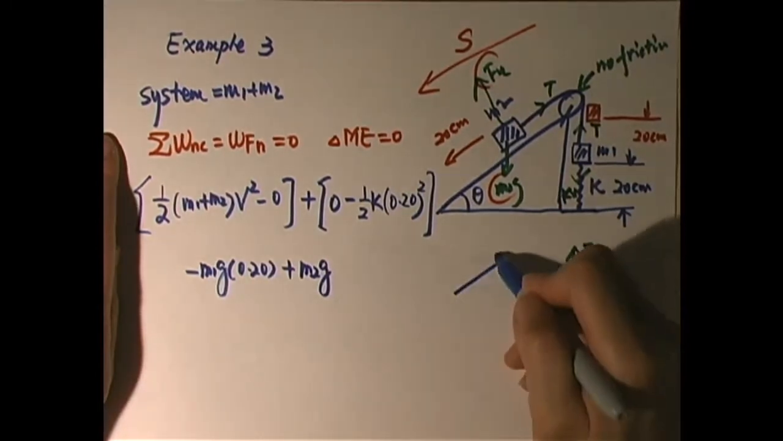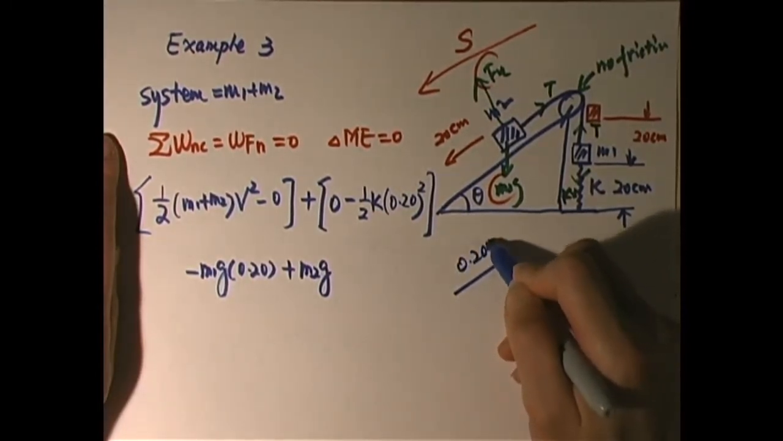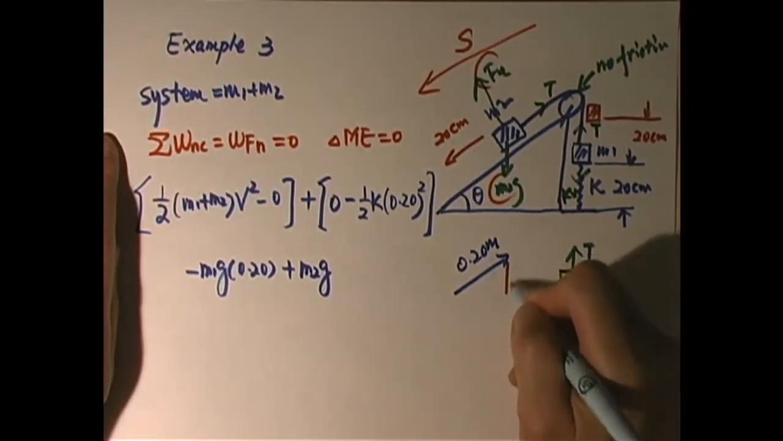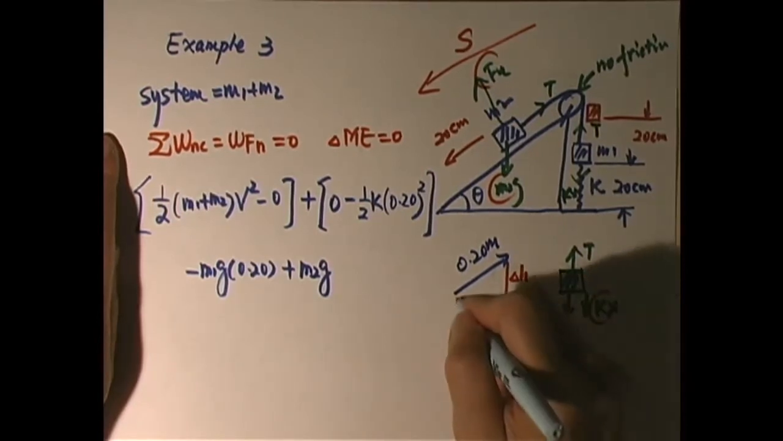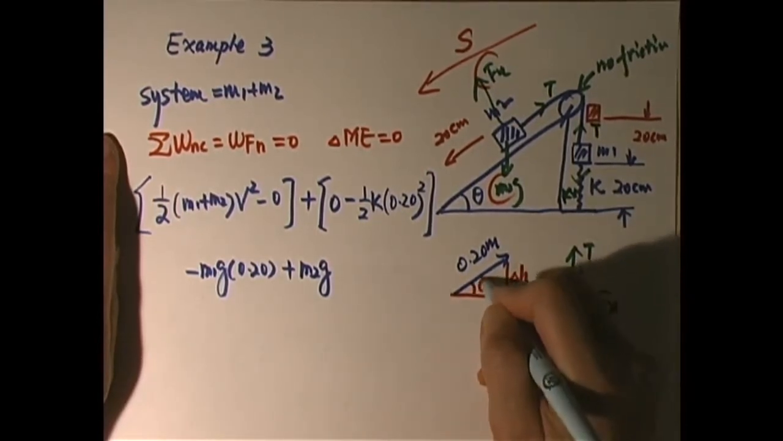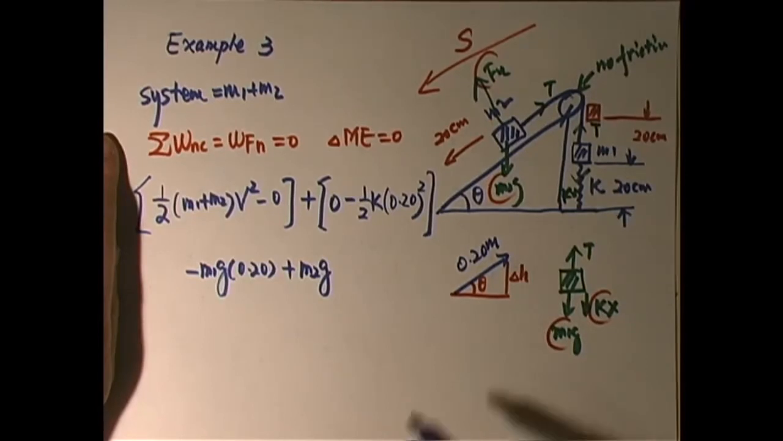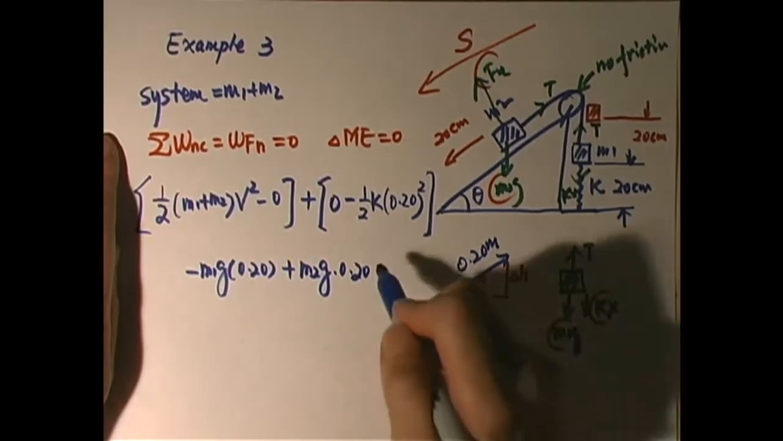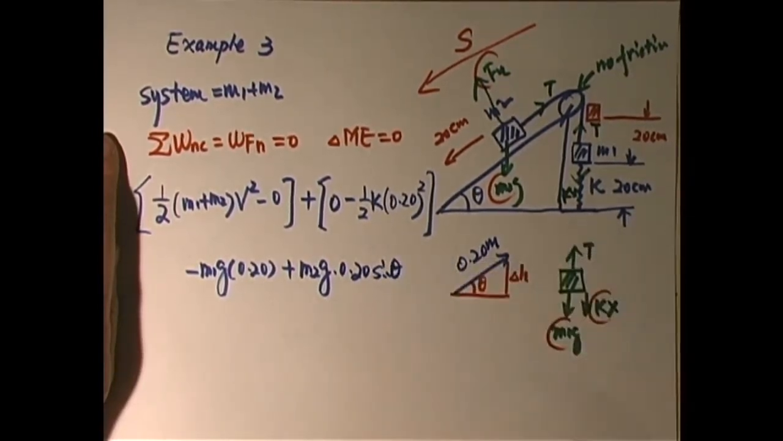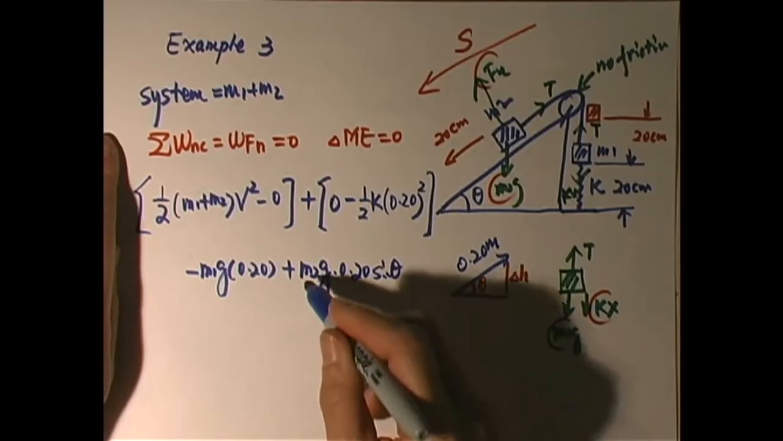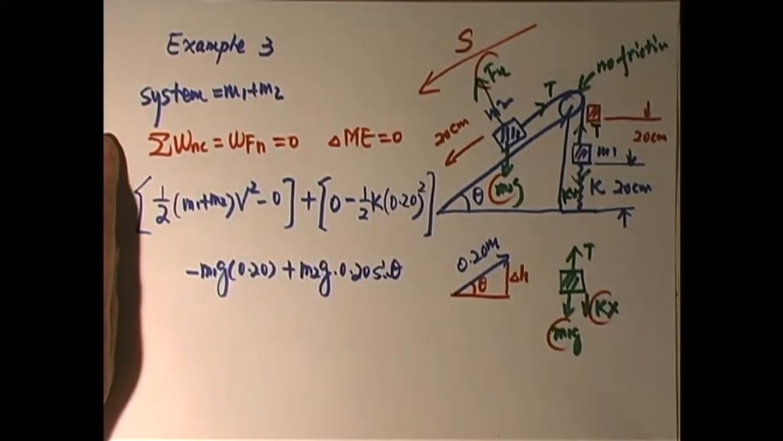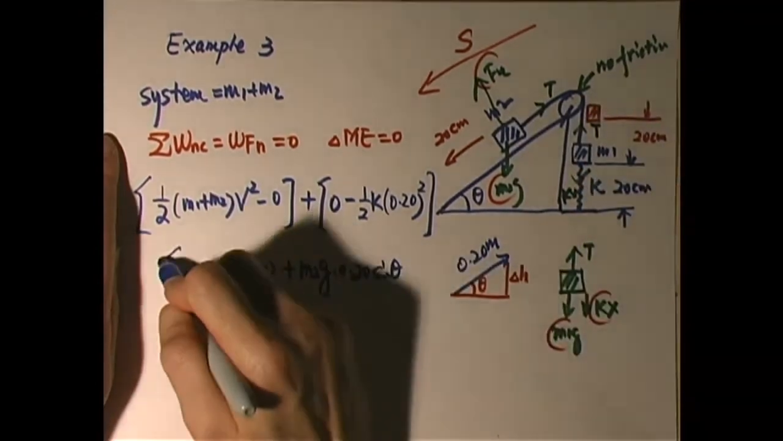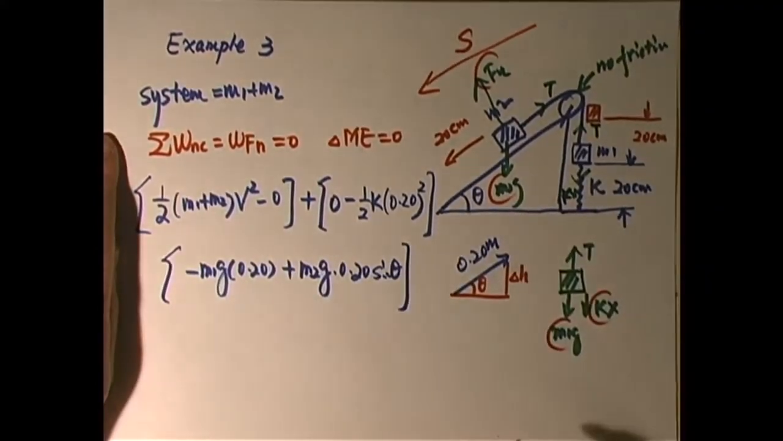It moves up 0.20 meters along the slope, and then delta H we can get from 0.2 times sine theta. So that is 0.20 slope distance times sine theta. That is how much higher M2 gets. So M2 gains gravitational potential, M1 drops, because when this one goes up, this one goes down. So that term is the change of gravitational potential energy.